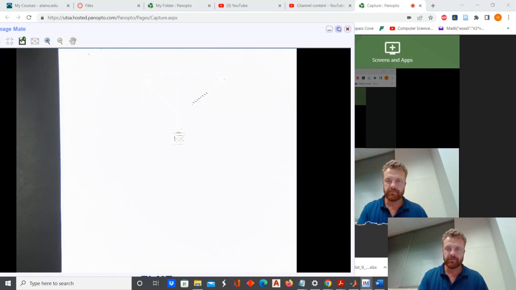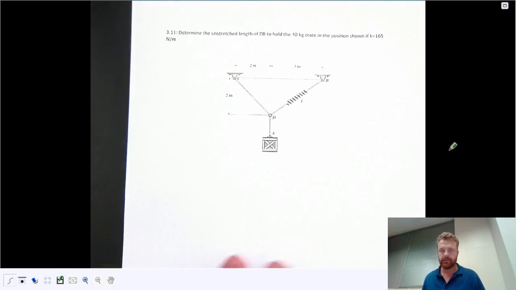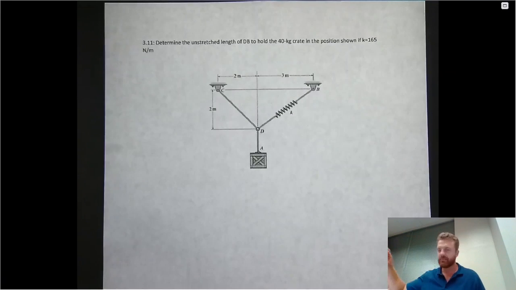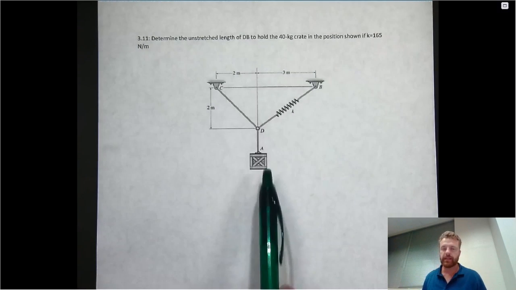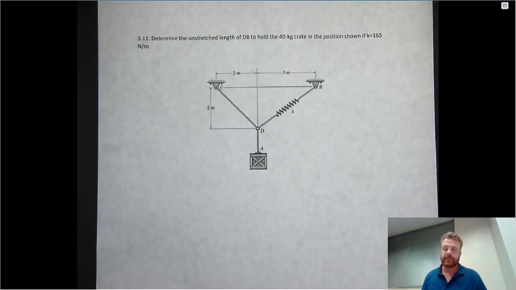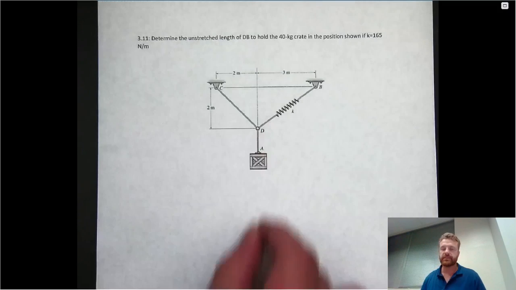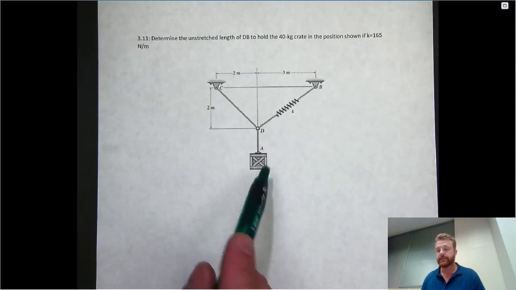So for the last problem of the practice exam, we're going to look at, if we can get it to get in focus here, Problem 3.11. We have a crate. It has a known mass. From that, we can calculate its weight. And what we're interested in, we're seeing this assembly after the spring has already been stretched out in order to help counterbalance this weight.